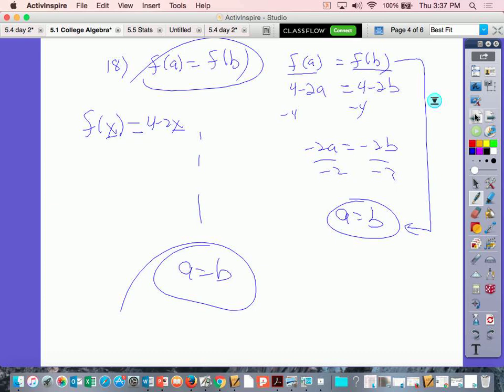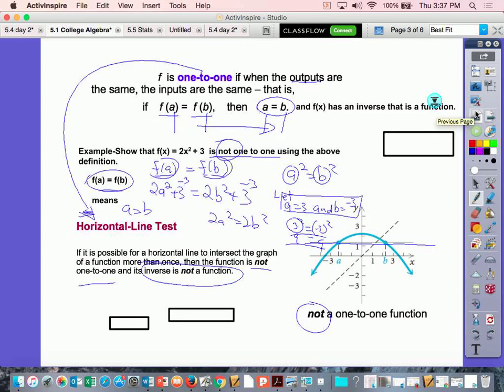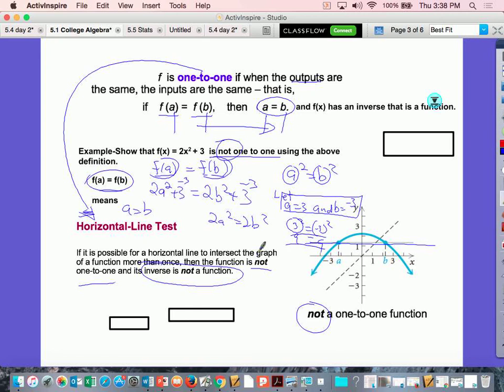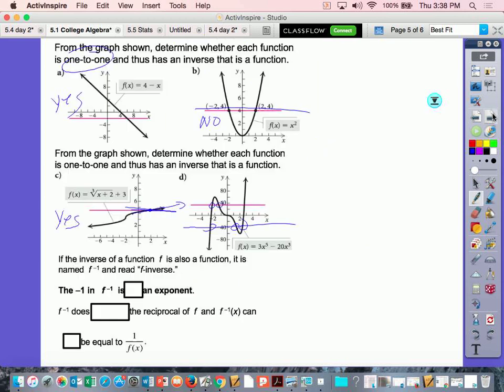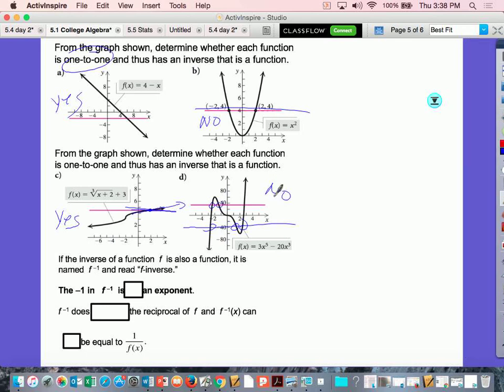Okay, might be worth looking at the rule again. If it's possible for a horizontal line to intersect the graph of a function more than once, then it is not 1 to 1. So we're looking to see if it's 1 to 1, it's in more than one place, so it's not 1 to 1. Okay, so now we're going to get into a little bit of algebra. There's going to be some questions where you have to answer these questions, and then there's going to be some where you have to maybe do a little bit of algebra.